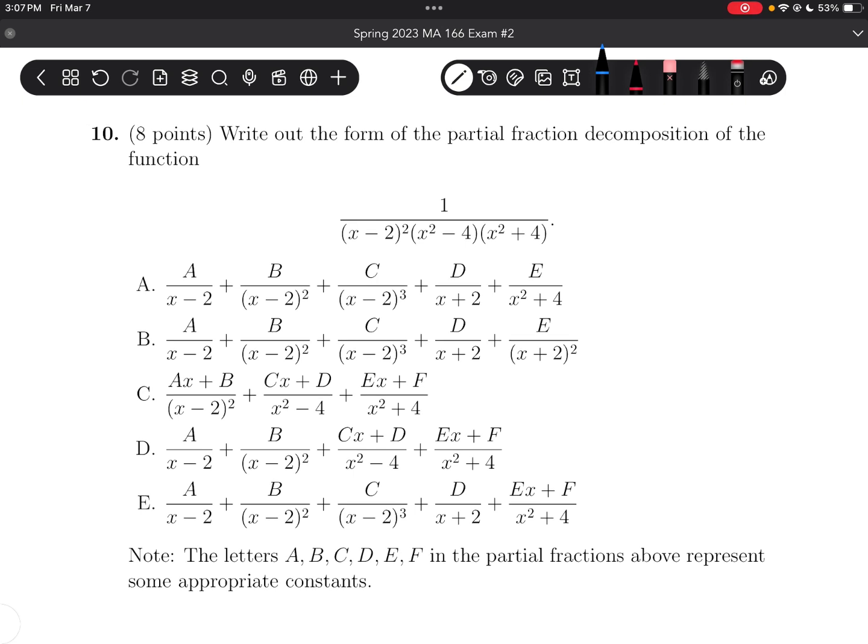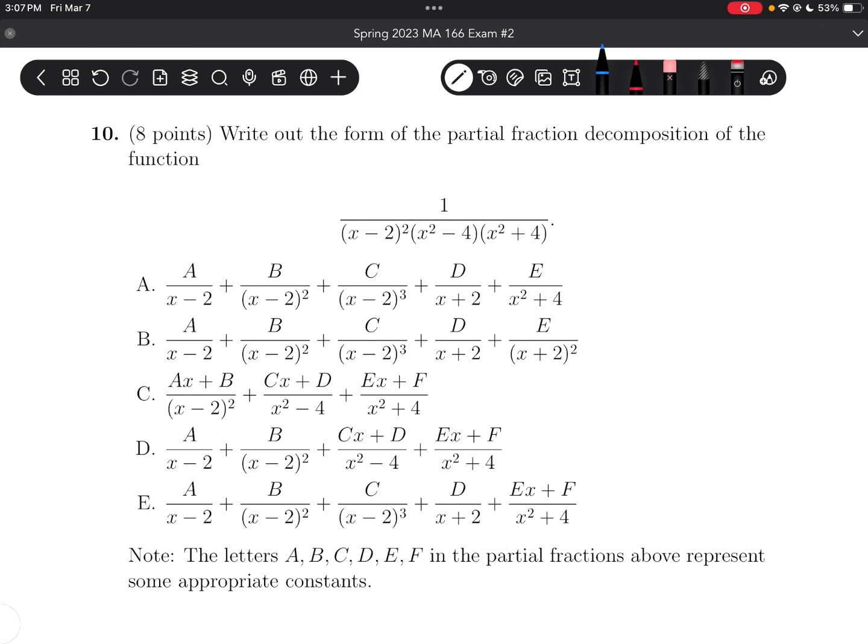Okay, question 10 says, write out the form of the partial fraction decomposition of the function 1 divided by (x minus 2) squared times (x squared minus 4) times (x squared plus 4). The important thing to note here is that they don't want us to actually find the partial fraction decomposition. They just want us to find the general form.